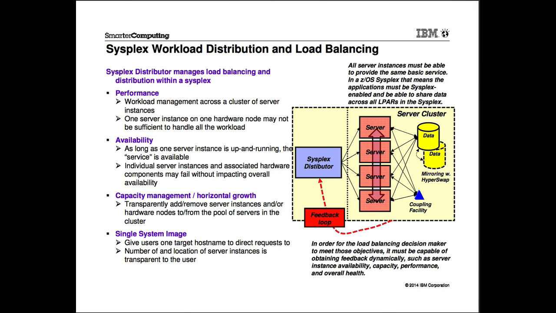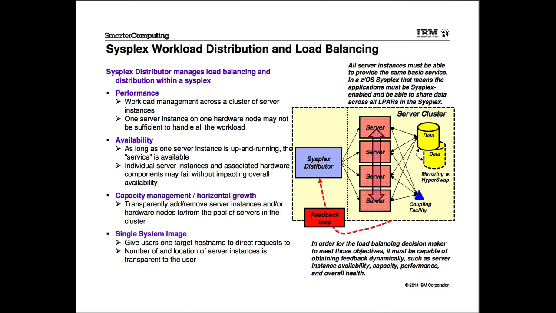To be in a Sysplex, all the server instances provide the same basic service, which means they must all be Sysplex enabled and be able to share data across LPARs. And in order for load balancing to work, we have to obtain information about the work that the back ends are doing, so we can do workload management across a cluster. For example, one server may not be sufficient. You might want to take a server down to update or upgrade it and allow the other servers to take the workload.